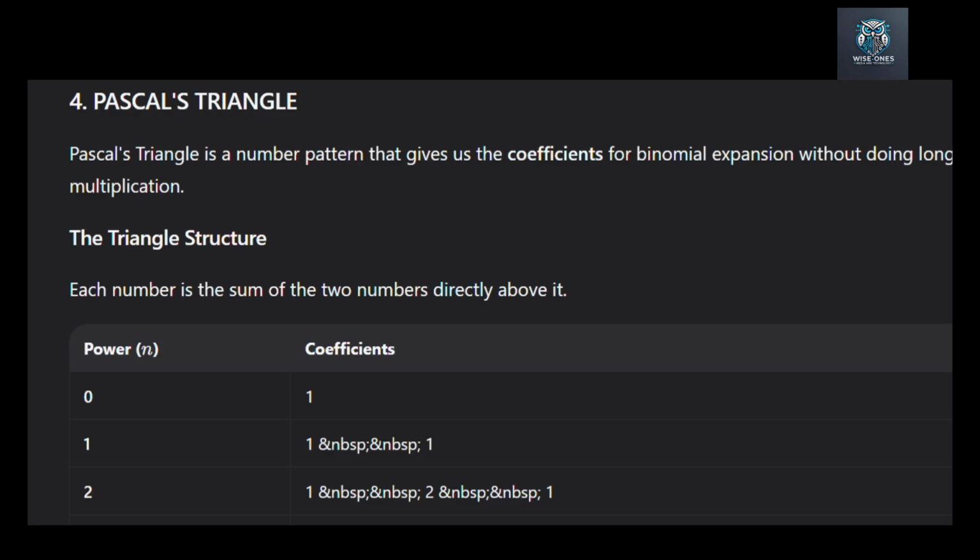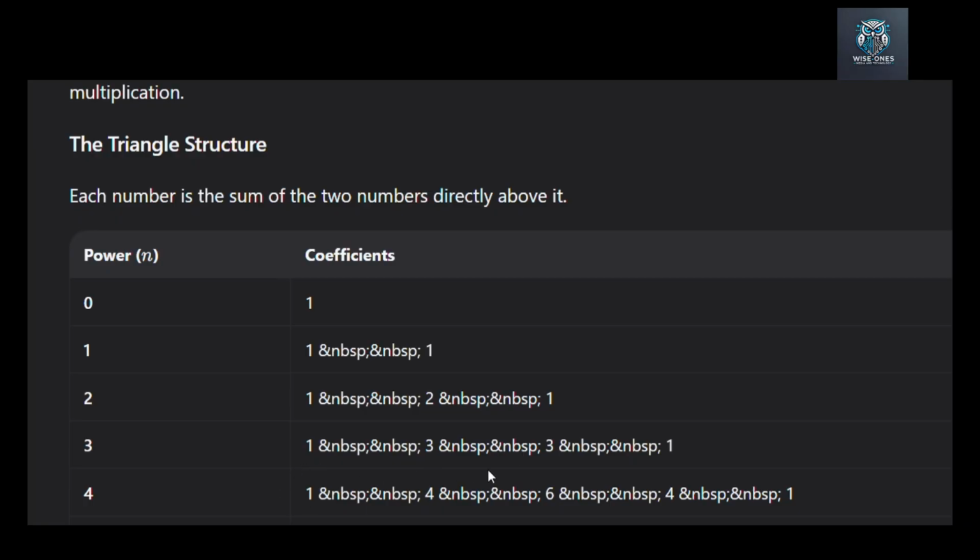Imagine a triangle shape. At the very top, there is a single number 1. We call this row 0. Below that, there are 2 numbers, 1 and 1. This is row 1. Below that, there are 3 numbers, 1, 2, 1. This is row 2. Below that, there are 4 numbers, 1, 3, 3, 1. This is row 3. Notice, this matches our previous example. Below that, row 4 has 1, 4, 6, 4, 1. Below that, row 5 has 1, 5, 10, 10, 5, 1.